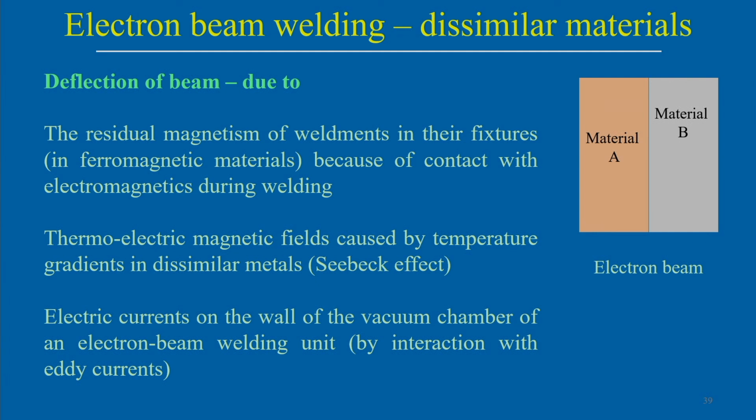Suppose material A and material B have to be joined. These two different materials have different thermal properties, and even the magnetic permeability is different in these two cases. Therefore, there is a chance of some deflection of the electron beam depending on the residual magnetism of the weldment, and that may exist in the fixture, specifically in ferromagnetic materials, because of contact with electromagnetics during the welding process. That is why the electron beam can be deflected by the residual magnetism.